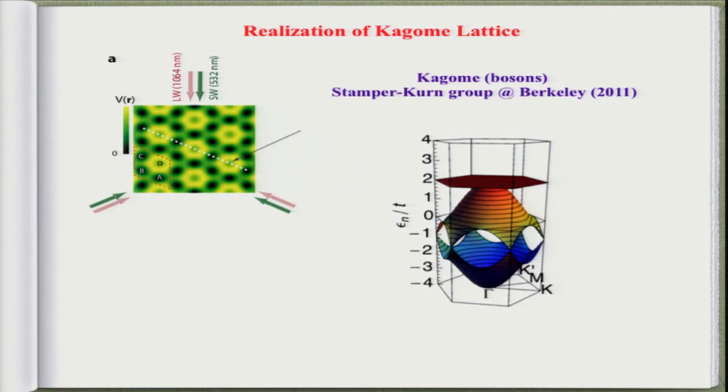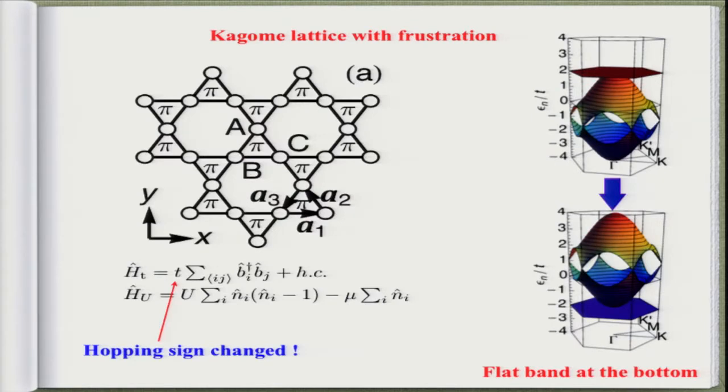But there is a trick. I won't go into detail how the trick works, but it's basically using the idea of synthetic gauge field. You can insert a pi flux in each of the triangles. By doing this, you basically change the t from minus t to plus t. And by changing the sign of t, you turn all the dispersion upside down, right? So now the flat band will turn from the very top to the very bottom.